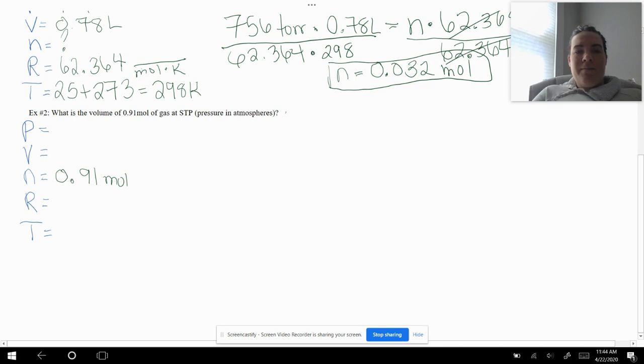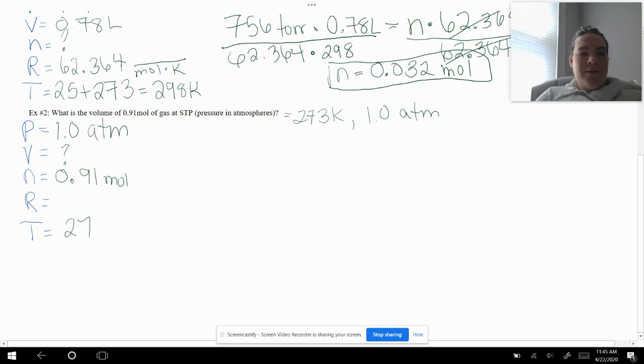So remember, STP, we have the chart that tells us temperature and pressure. So it's always 273 Kelvin. And then it tells us to put the pressure in atmospheres. That's going to be 1 atmosphere. So pressure will be 1 atmosphere. Volume, we don't know. We'll come back to R in a second. And we've got 273 Kelvin.